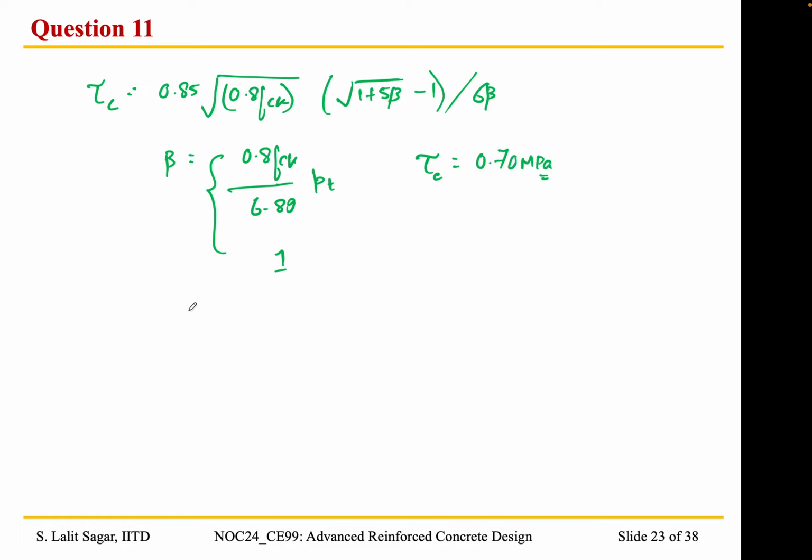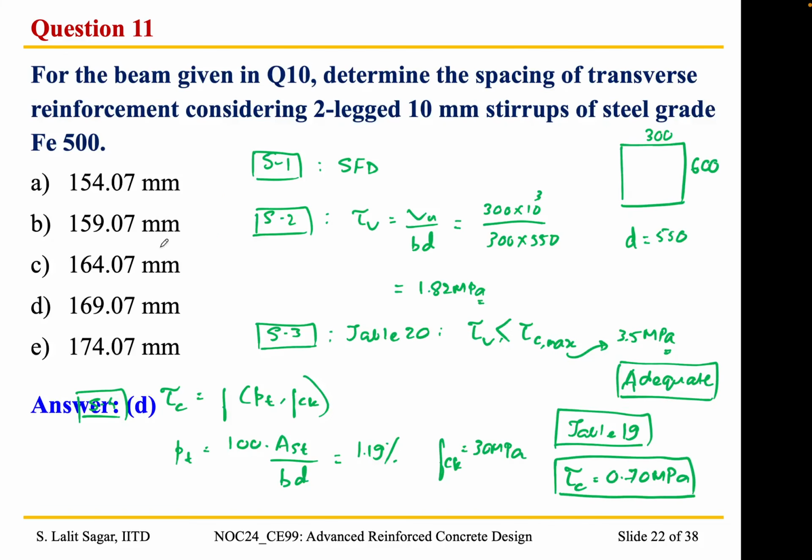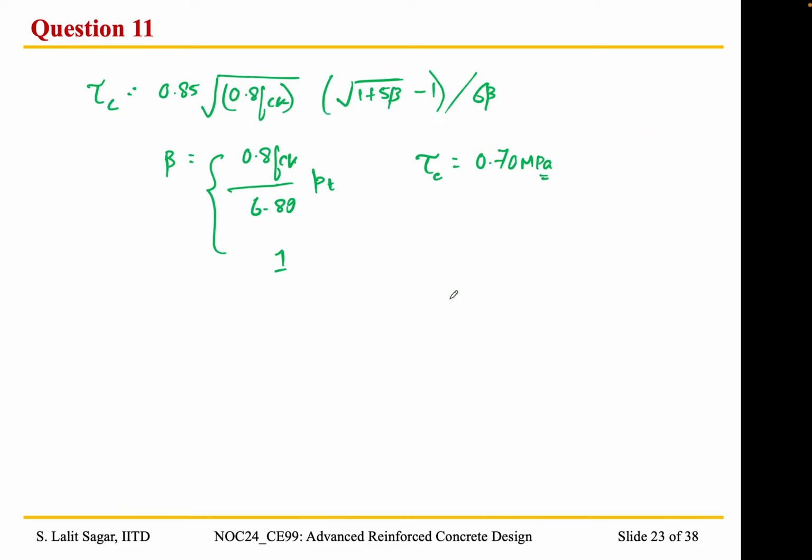right? So here when we compare these two values, tau v is 1.82 but tau c is 0.70, so we have to design the shear reinforcement. So we need to move on to step 5. So step 5, since tau v is greater than tau c, we have been given the data as two-legged 10 mm stirrups. So ASV is given by pi by 4 into 10 square into 2, which gives us a value of 157.08 mm square, right?